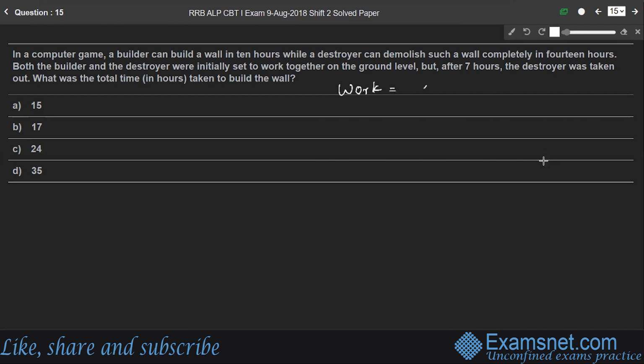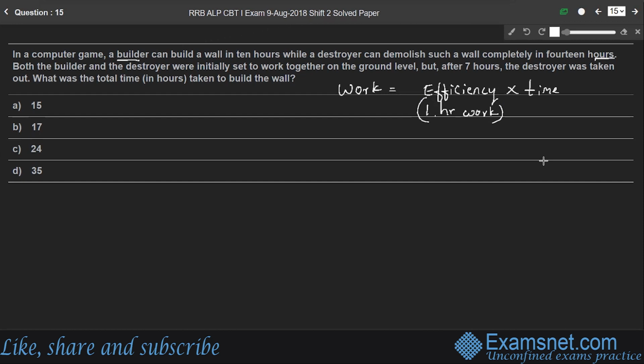Work is equal to efficiency into time. Right? Here efficiency is nothing but work per unit time. Here the time is in terms of hours. So efficiency is considered as 1 hour work. So it may be 1 hour work of builder or 1 hour work of destroyer. So 1 hour work is called efficiency. Right? Here work done by builder.